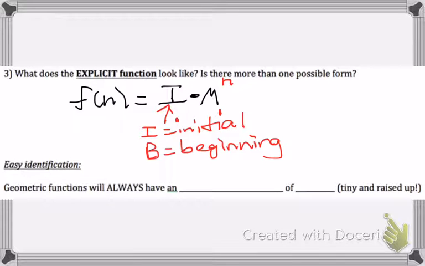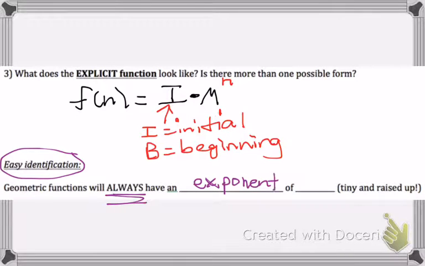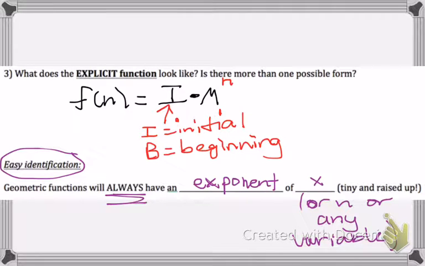So for geometric sequences, the easy identification is that they will always have an exponent of x or n or any variable. Usually our most common ones are the x here or the n here, but it depends on if you have a story.